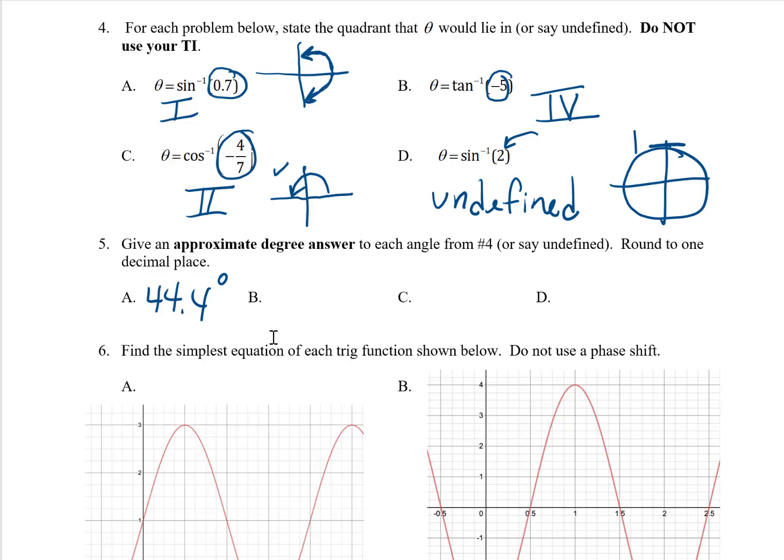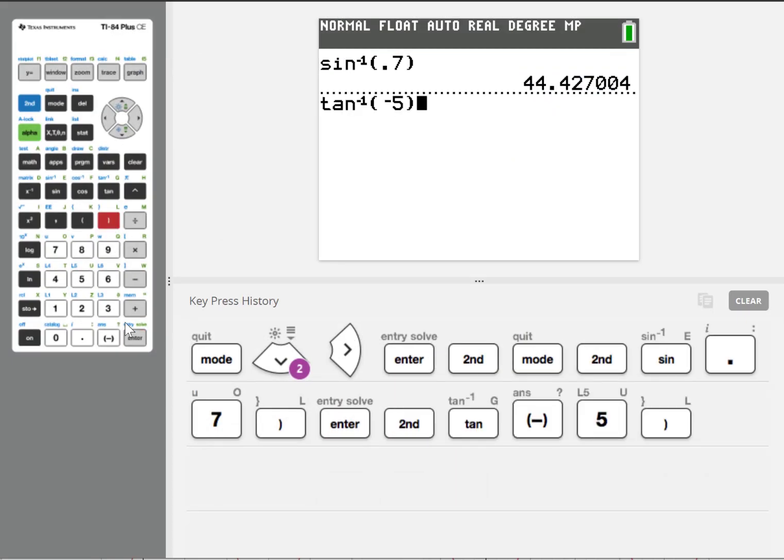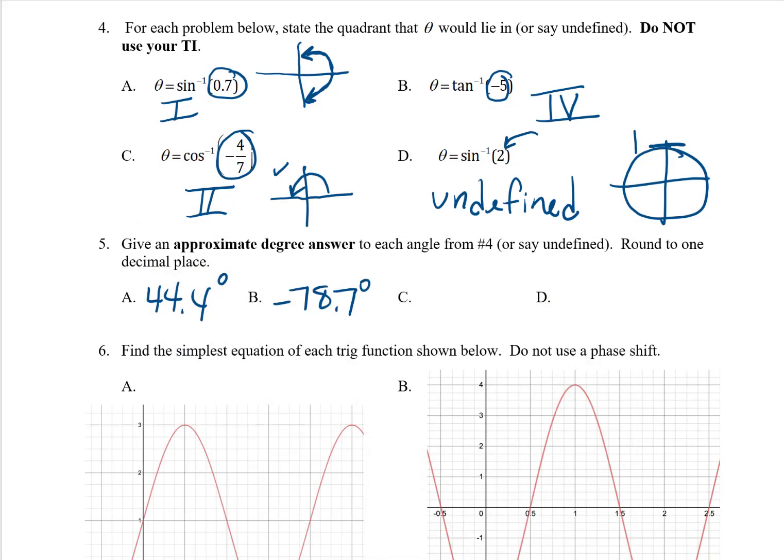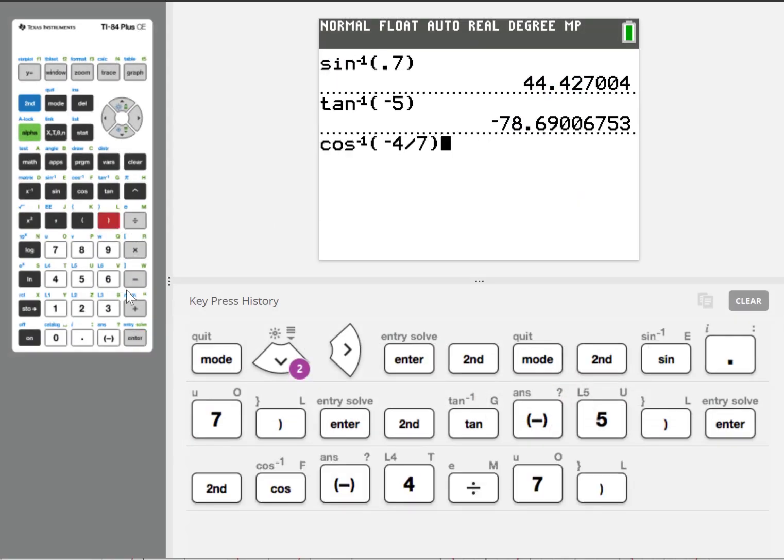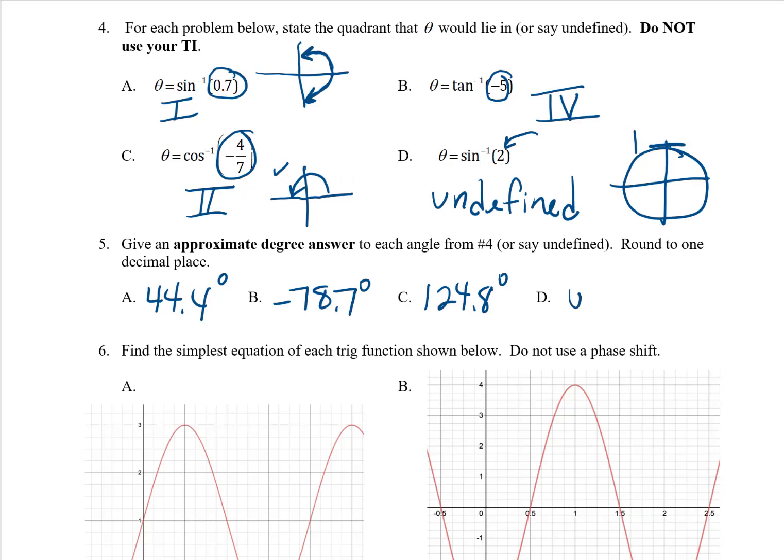And then we've got tangent inverse of negative 5. And so we'll put that in the calculator, and it looks like negative 78.7 degrees. And then cosine inverse of negative 4/7. And when we put that in the calculator, we've got 124.8 degrees. Letter D, of course, was undefined.